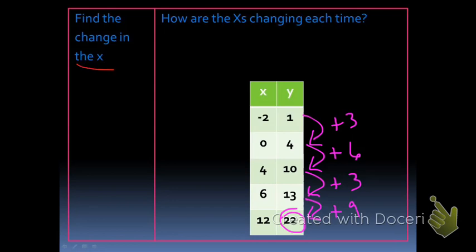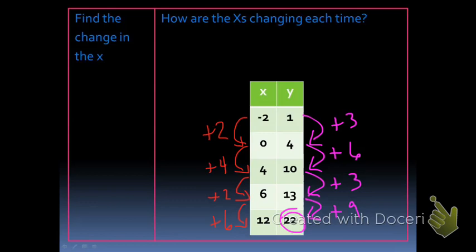But now we need to find the change in the x. You guys are probably going to say, how does the x go by? But we say, how are the x's changing at each stop? So we look at that, and we see here, from negative 2 to 0 is a positive 2. Here is a positive 4. Here is a positive 2. And here is a positive 6.